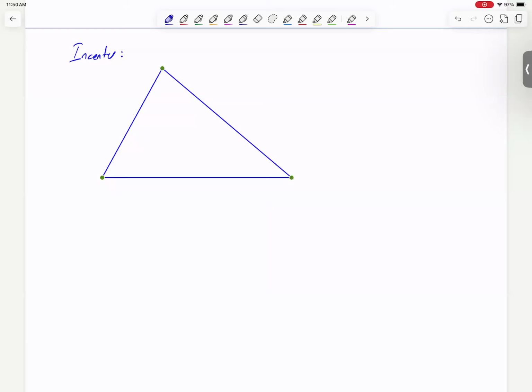I would like to insert the largest circle inside this triangle, and that circle should be tangent to each side. The largest circle inside the triangle is called the incircle, tangent to the sides of the triangle. And the center of this circle is the incenter of the triangle.